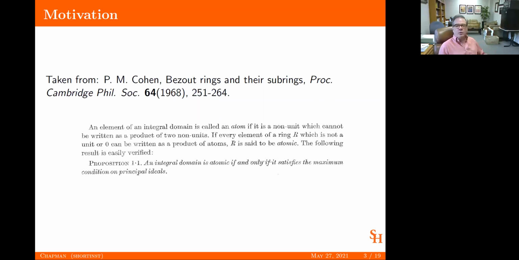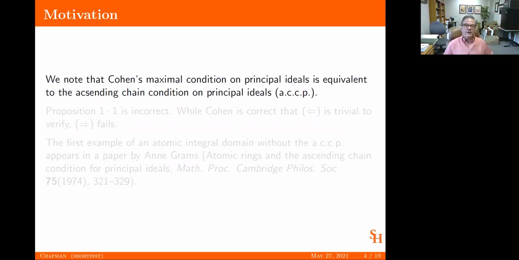It says an element in an integral domain is called an atom if it's a non-unit which cannot be written as the product of 2 non-units. If every element of a ring R, which is not a unit or 0, can be written as a product of atoms, R is said to be atomic. The following result is easily verified. This is proposition 1.1. An integral domain is atomic if and only if it satisfies the maximum condition on principal ideals. And the paper contains no proof of this proposition. And there's a really good reason for that, because it's not correct.